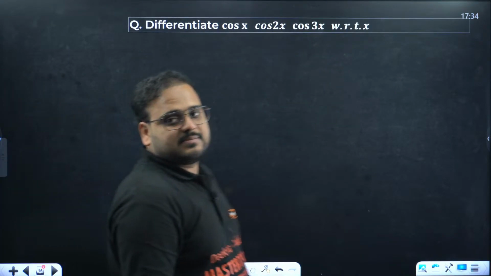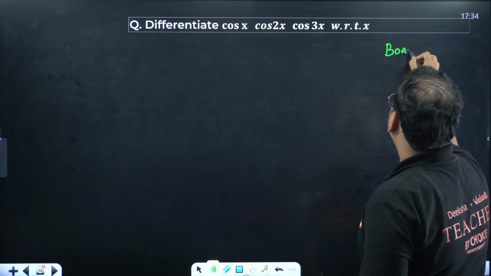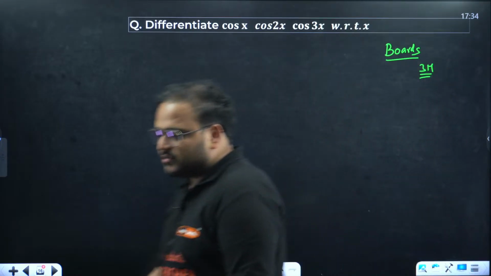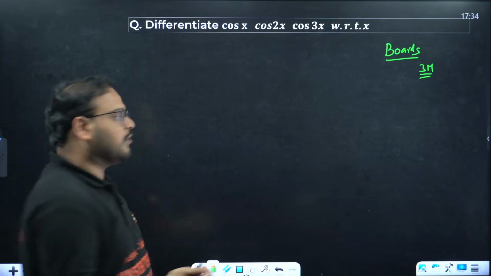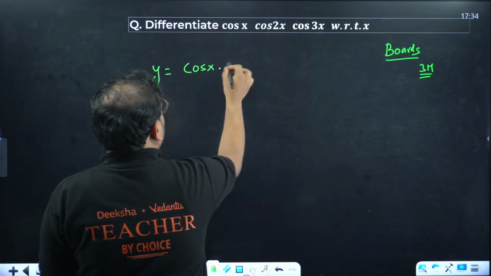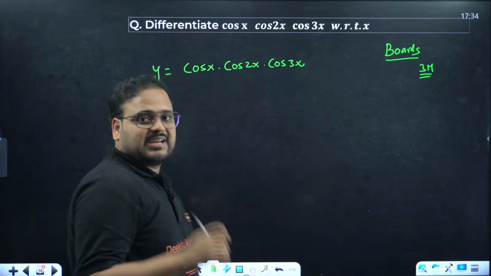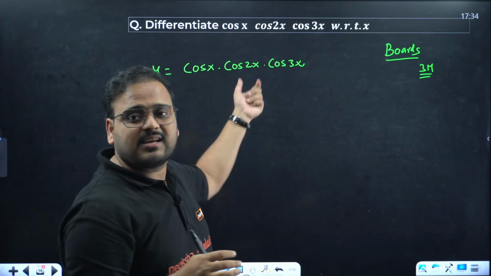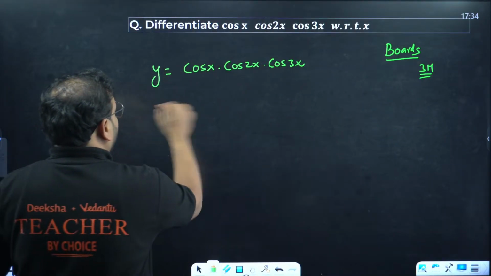Now a question on this. This is your board's PYQ. This is a board style question. It usually comes for 3 marks. Okay. How do you solve it? If you have y given as cos x times cos 2x times cos 3x. Can you see what form this is? f into g into h, three functions in product. How are you going to solve it?